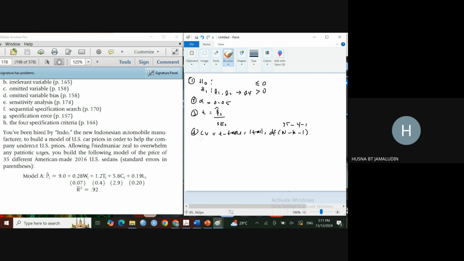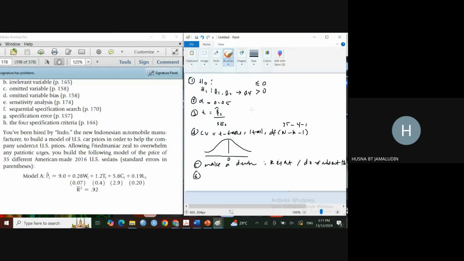Once you get the CV, you should know the rejection region. Then you can draw your diagram to show which rejection region you are talking about, and plot the t statistic, whether it is inside the rejection region or outside. Then step 5, you make a decision whether you want to reject or do not reject your H null. And then step 6, you have to interpret what it means.